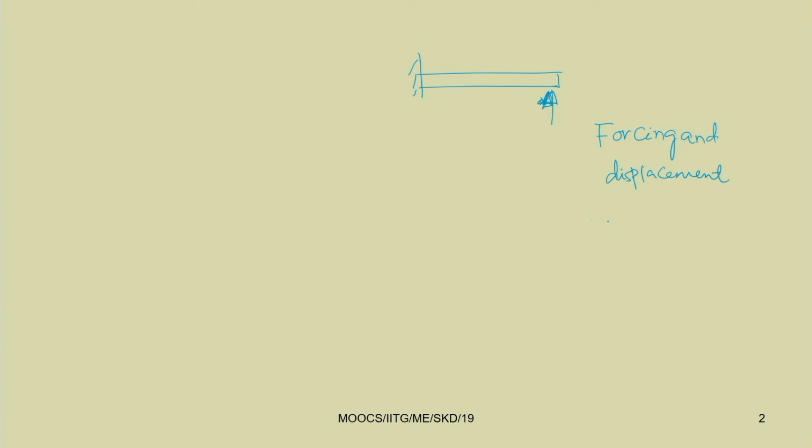Second example, take a spring mass damper system, or a spring mass system. Here also, if you are applying a force in this direction, that is f sin omega t, the displacement is also taking place in the same direction.